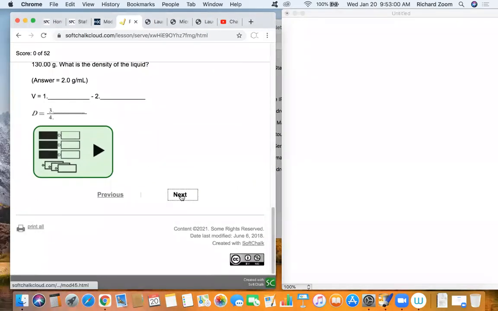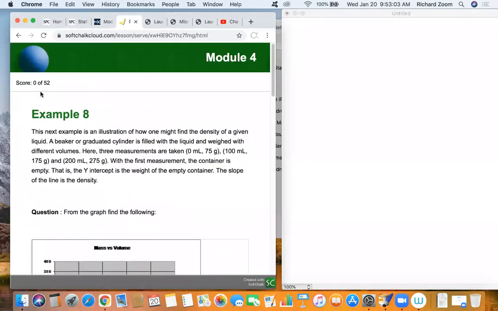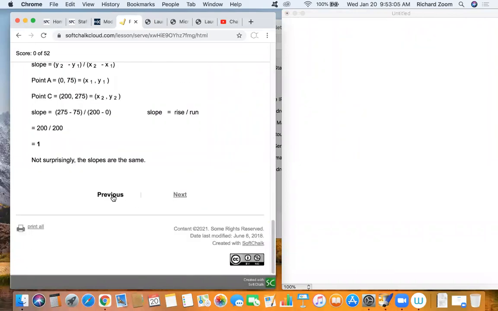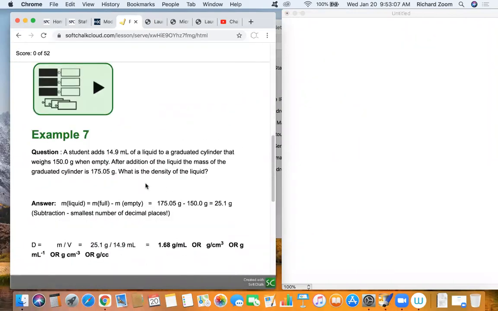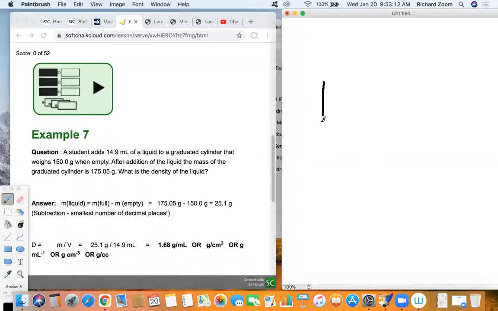The other kind of problem that's related to this is when we're trying to get the density of a liquid. And one way we can do that is we can have an empty graduated cylinder, and then we put a volume of liquid in there, and the mass is going to be the difference between the empty graduated cylinder and the full graduated cylinder, and then we'll also have a volume as well.